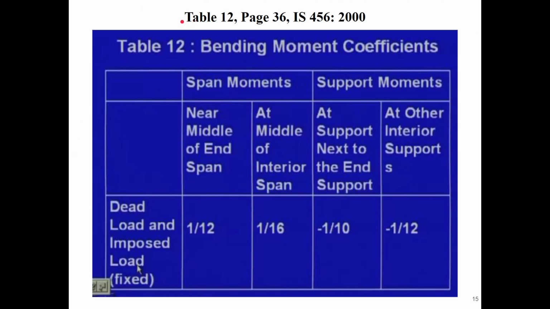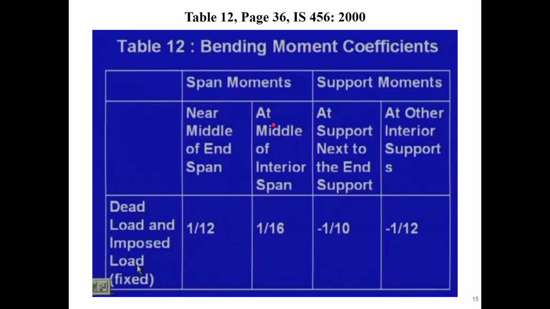This full table is given on page 36 of IS 456, Table 12. We will be going through it part by part. For dead load and imposed load, fixed, the span moment near the middle of the end span will be 1 by 12.